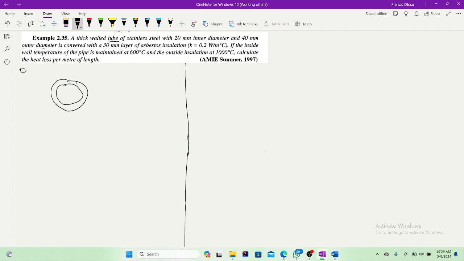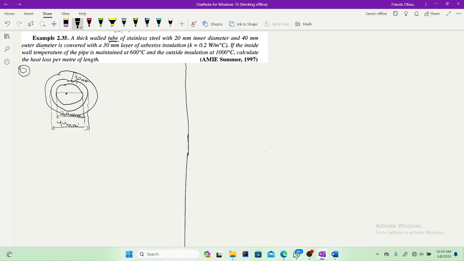Because when you have a pipe, it should have inner radius and then outer radius, with 20 millimeter inner diameter. If this is the center, from this portion to this portion is 20 millimeters, and 40 millimeters outer diameter. So now from this portion to this portion, 40 millimeters. It's covered with a 30 millimeter layer of asbestos insulation. So we are covering this with 30 millimeters. So from here to here is our 30 millimeters.